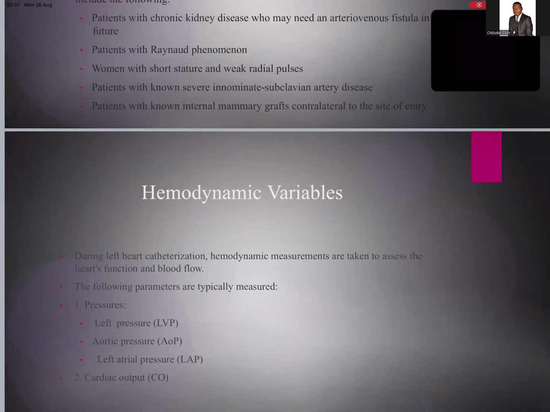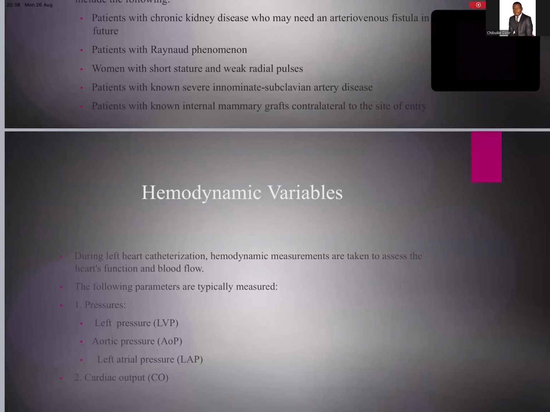Then following this, we can now venture into measuring the hemodynamic variables. So in the course of the cardiac catheterization, following the arterial access, we have said that the important thing about cardiac catheterization is assessing the left chambers of the heart. So one can do a coronary angiography, and one can also assess the aortic valve and the mitral valve as well, and then do a complete ventriculogram.